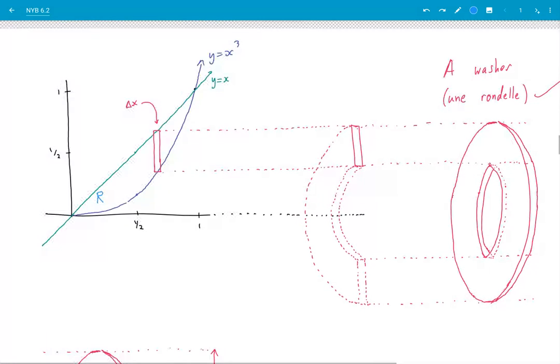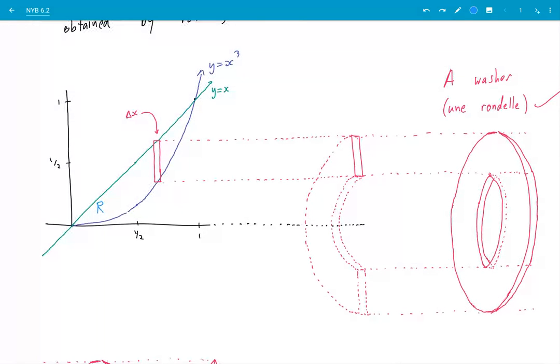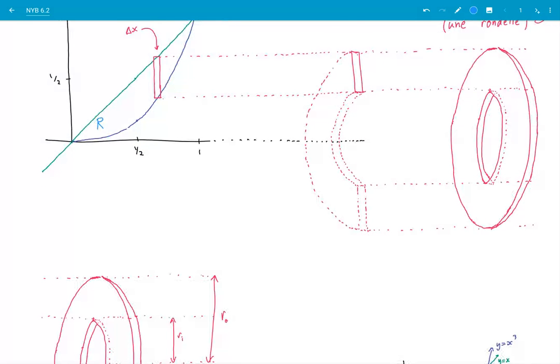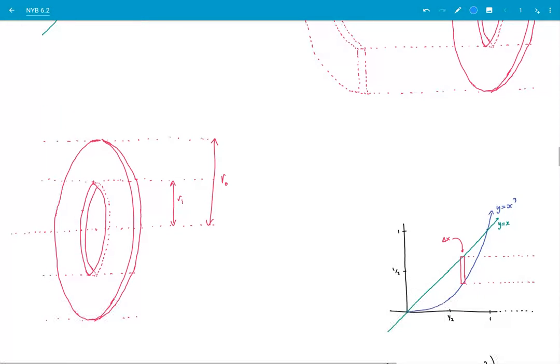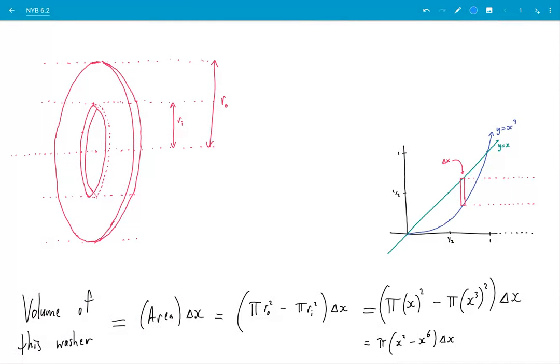Anywho, so again, our strategy is to fill the region R with rectangles. Every rectangle corresponds to a washer. You add up the volumes of all the washers you get, and then you let the number of washers go to infinity. Okay, let's scroll down here. I got a copy of my washer here.